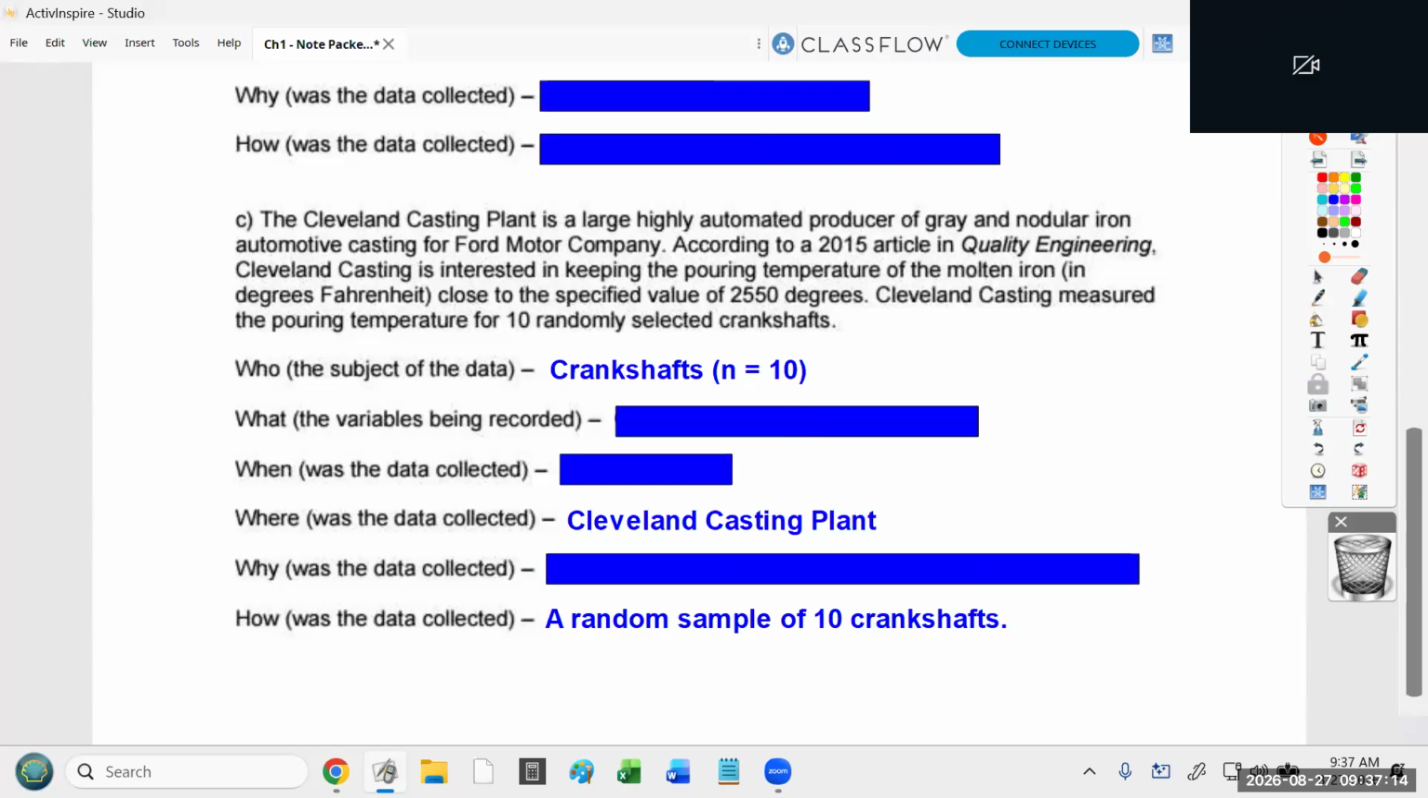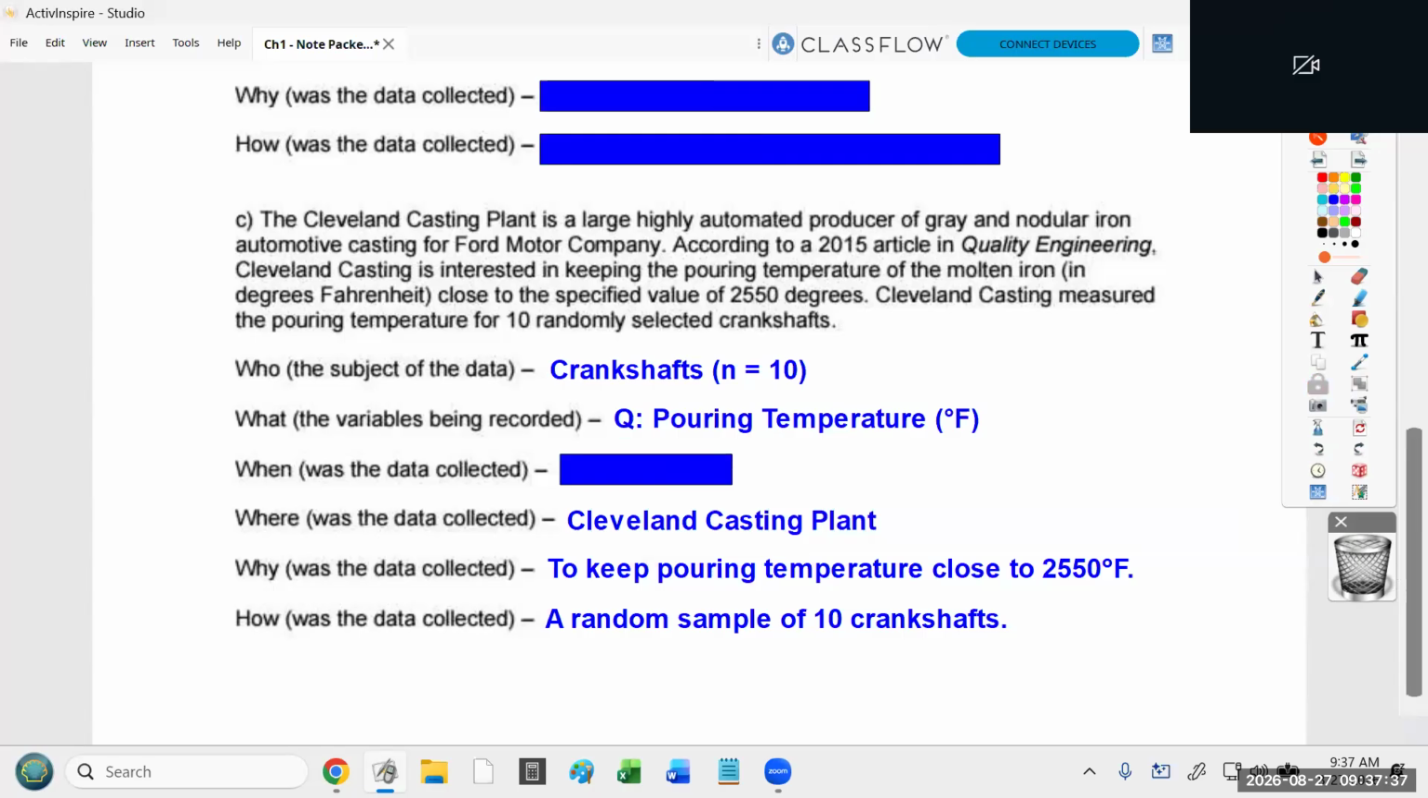Now, the when is something I'm going to, again, reveal last. The what and the why are kind of connected. They have a sentence that says they're interested in keeping the pouring temperature close to this specified value. So then they measure the pouring temperature. So it's kind of like they're the same. The what is the pouring temperature. The why is they're trying to keep the pouring temperature at a certain degree. Now, I risk being a little bit repetitive with the when. This article was published in 2015. That's the only date that was presented.